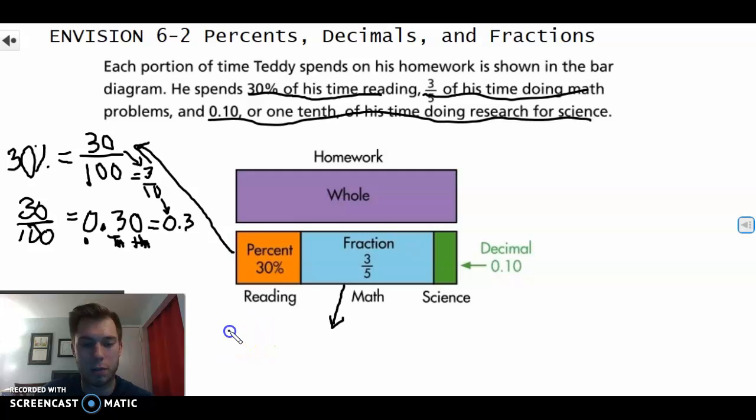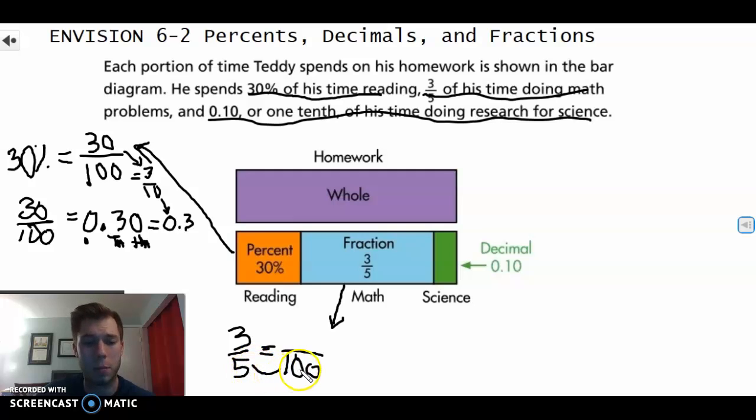Let's start by converting it to a percent. So we have 3/5. We want to convert it to percent. Well, right now, as you recall, we know that the percent has to be out of 100. So we know our denominator is going to be 100, and just like you did yesterday, you're going to change your denominator to 100.